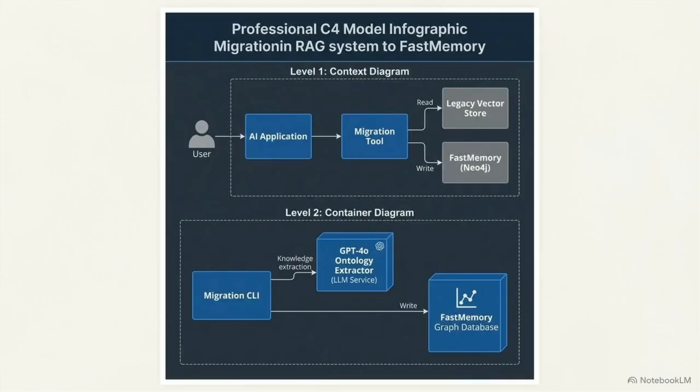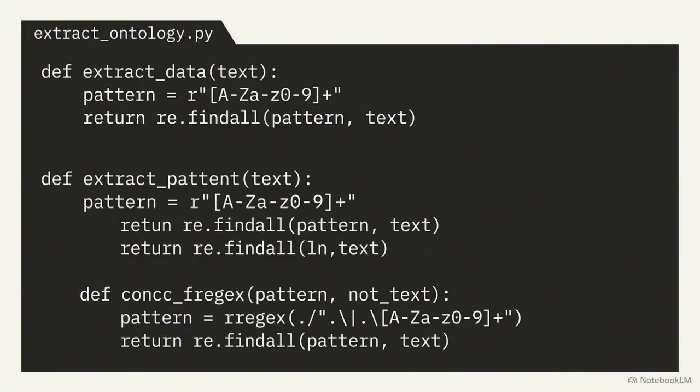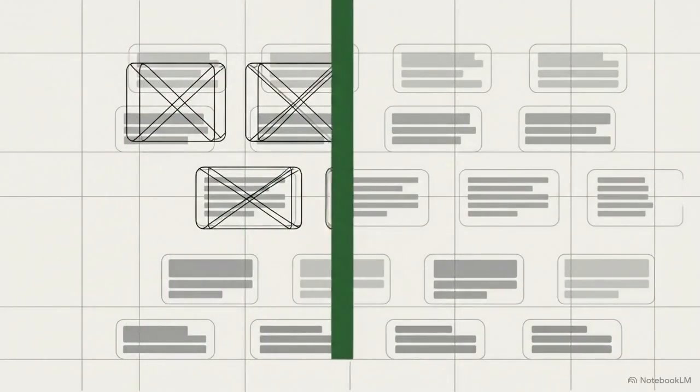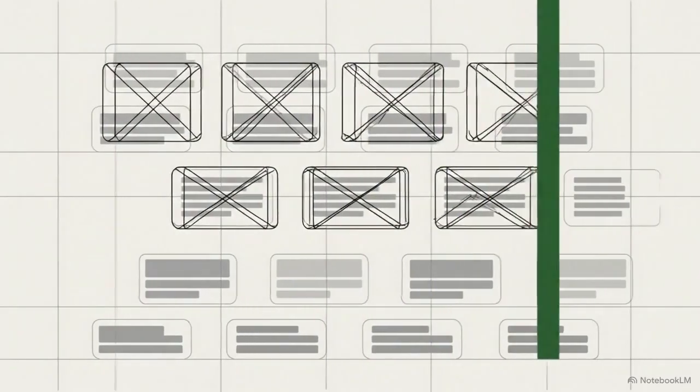At level 1 of this C4 architecture diagram, the migration tool bridges a legacy vector store and a FastMemory Neo4j database. At level 2, the migration CLI routes data through a GPT-4o ontology extractor, mapping concepts and their specific relationships. This uses a script called extractontology.py. Instead of just indexing what the text means semantically, this script scans flat text chunks to identify their structural intent.